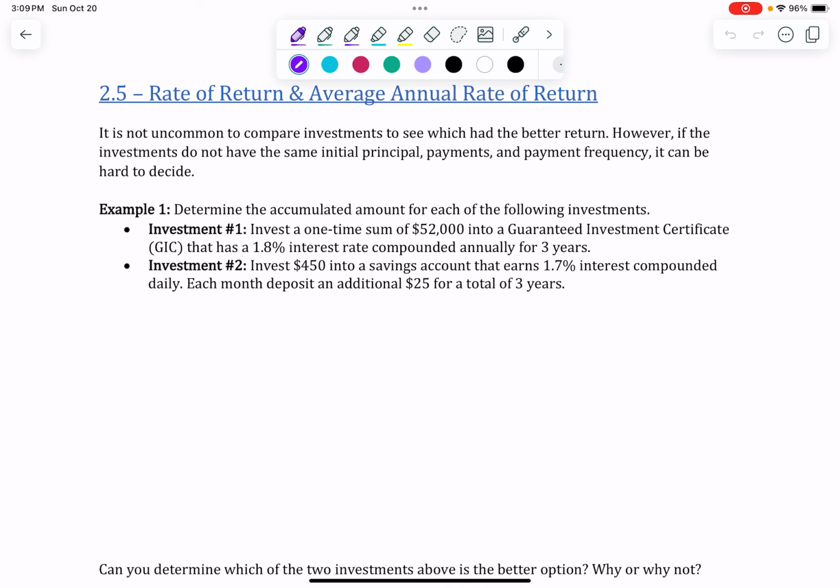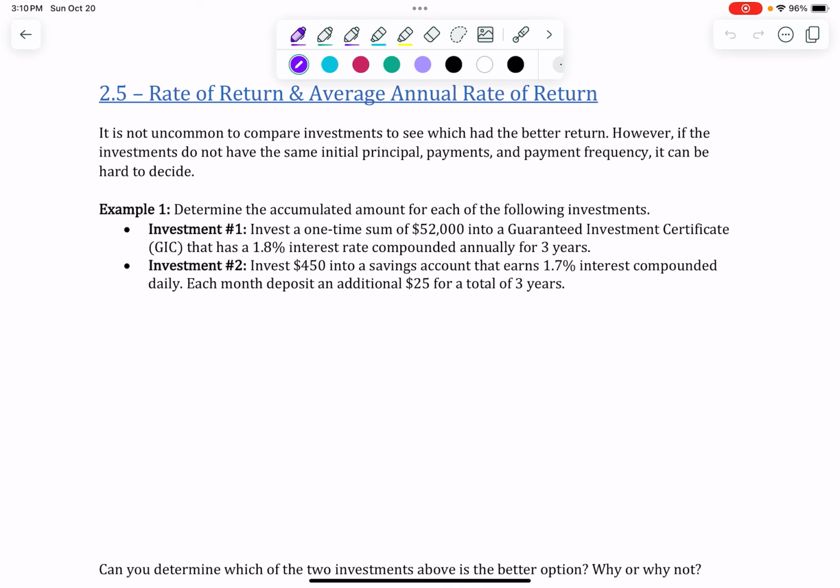However, we can have a harder time comparing things if there's more than one key difference. That's why we want to introduce something called rate of return and average annual rate of return, so we can have a better understanding of which investment is the best choice over a period of time.